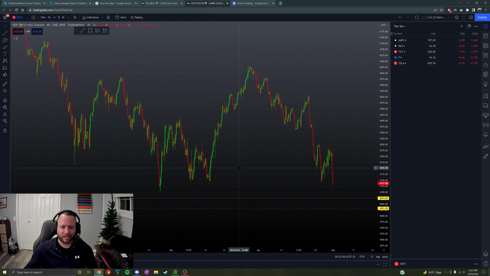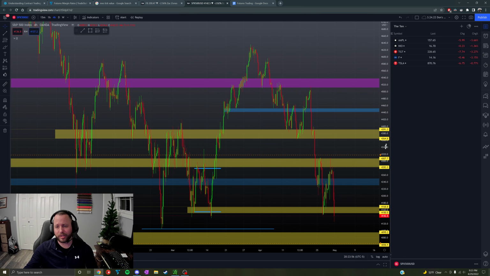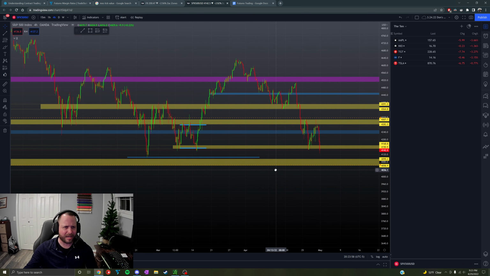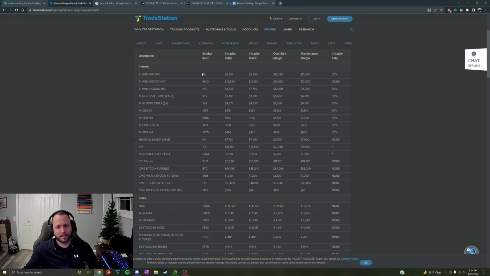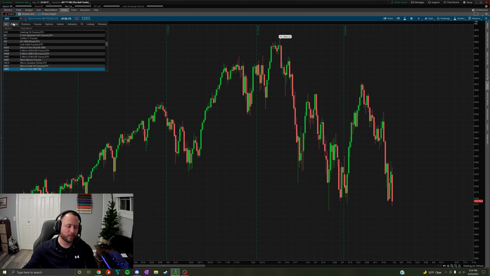The big difference here is the CFD data, at least within TradingView, is free, versus I forget how I got the data for futures in TradingView. I'm wondering if it's because I have a broker linked or something like that. Either way, CFDs tend to be free, so when he's looking at this, he's really looking at the CFD equivalent of ES.